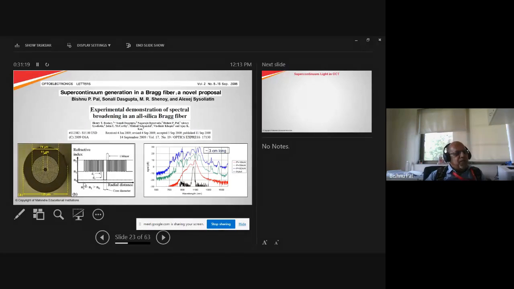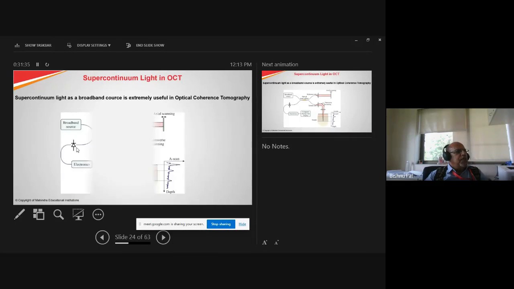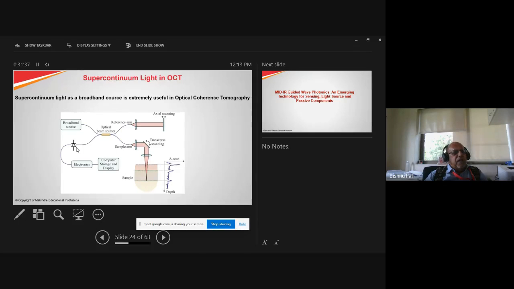It was powered by a parametric oscillator at around 1000 nanometers, and you get a broad spectrum of light at different power levels of the input light. Supercontinuum light is extremely useful in optical coherence tomography, which is essentially a Michelson interferometer.